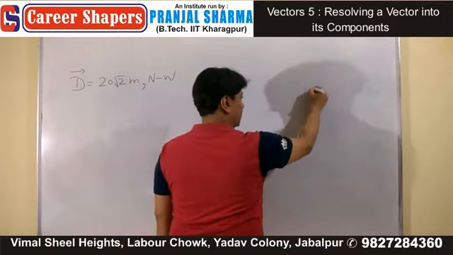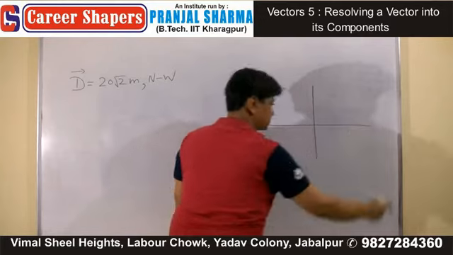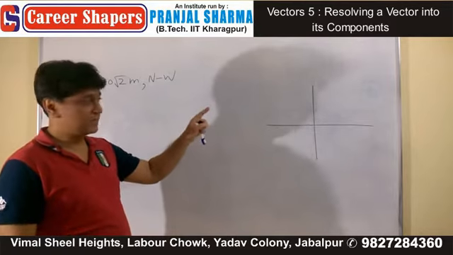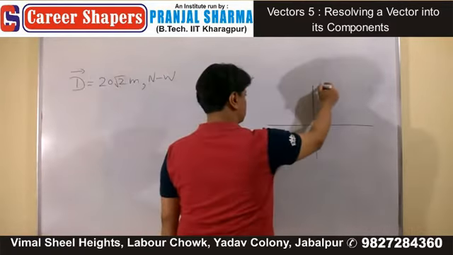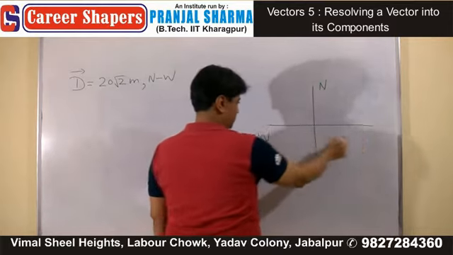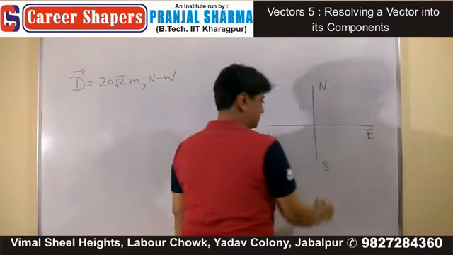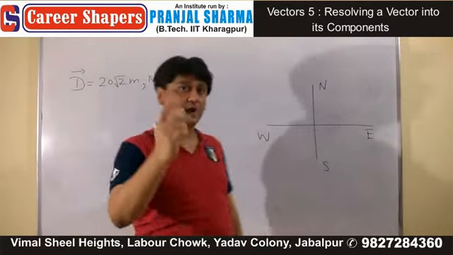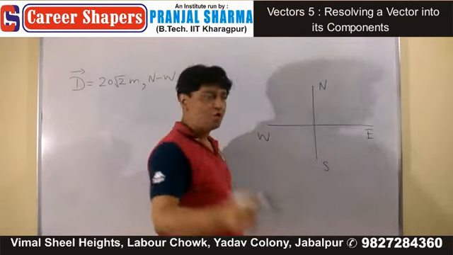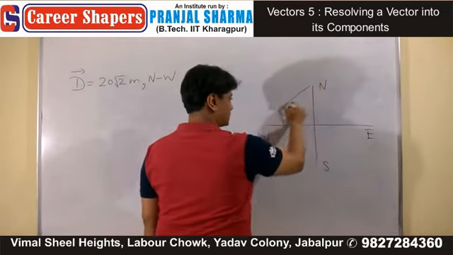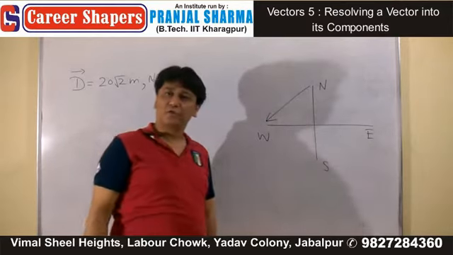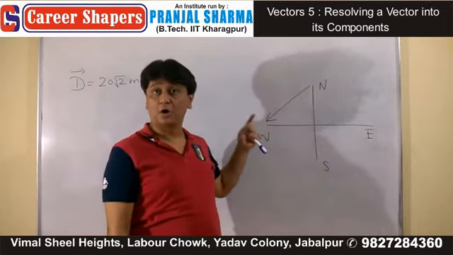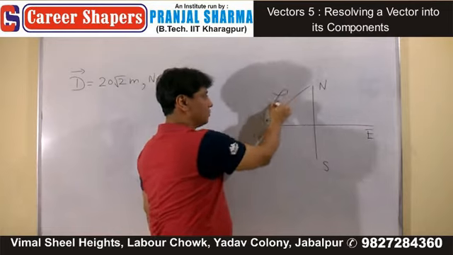Many a times I have found that people commit these silly mistakes. This is north, this is west, east, and south. When I say northwest, some of you draw northwest like this. You think that this is the northwest vector or direction. No, it is not.